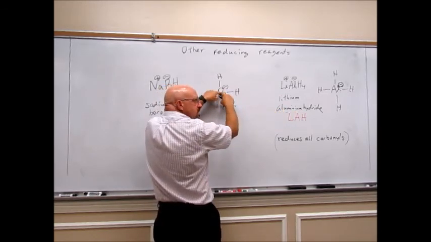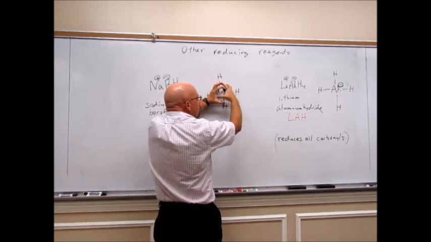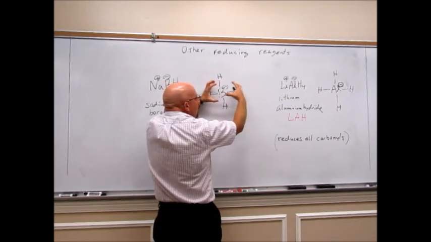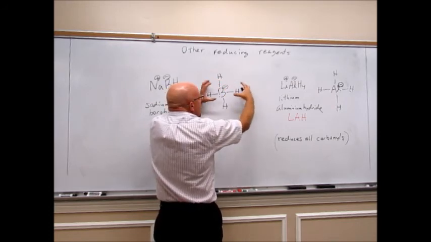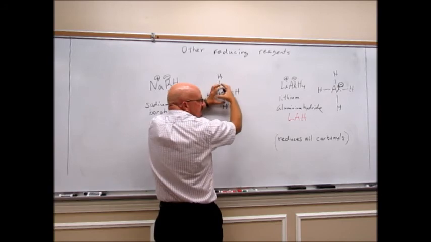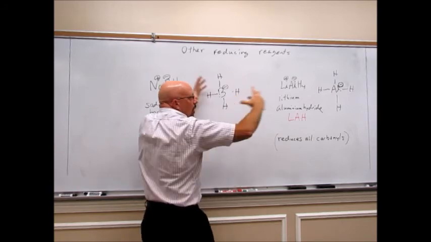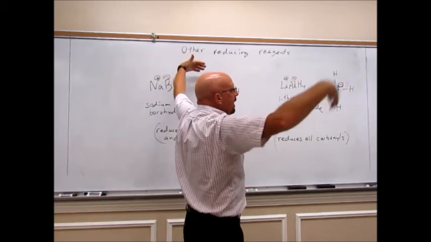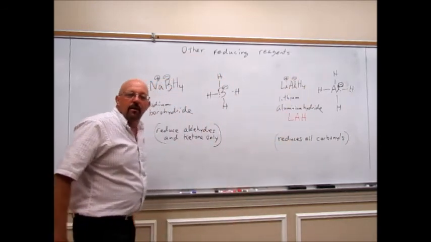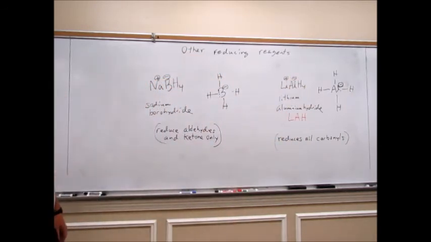Because we know the nucleus of an atom is positively charged, so the closer we can get everything to the nucleus, the more it wants to hang on to it. So it's hanging on to that negative charge a little tighter. Aluminum, a big, large atom, doesn't even know those hydrides are out there. So it gives up a hydride much easier.